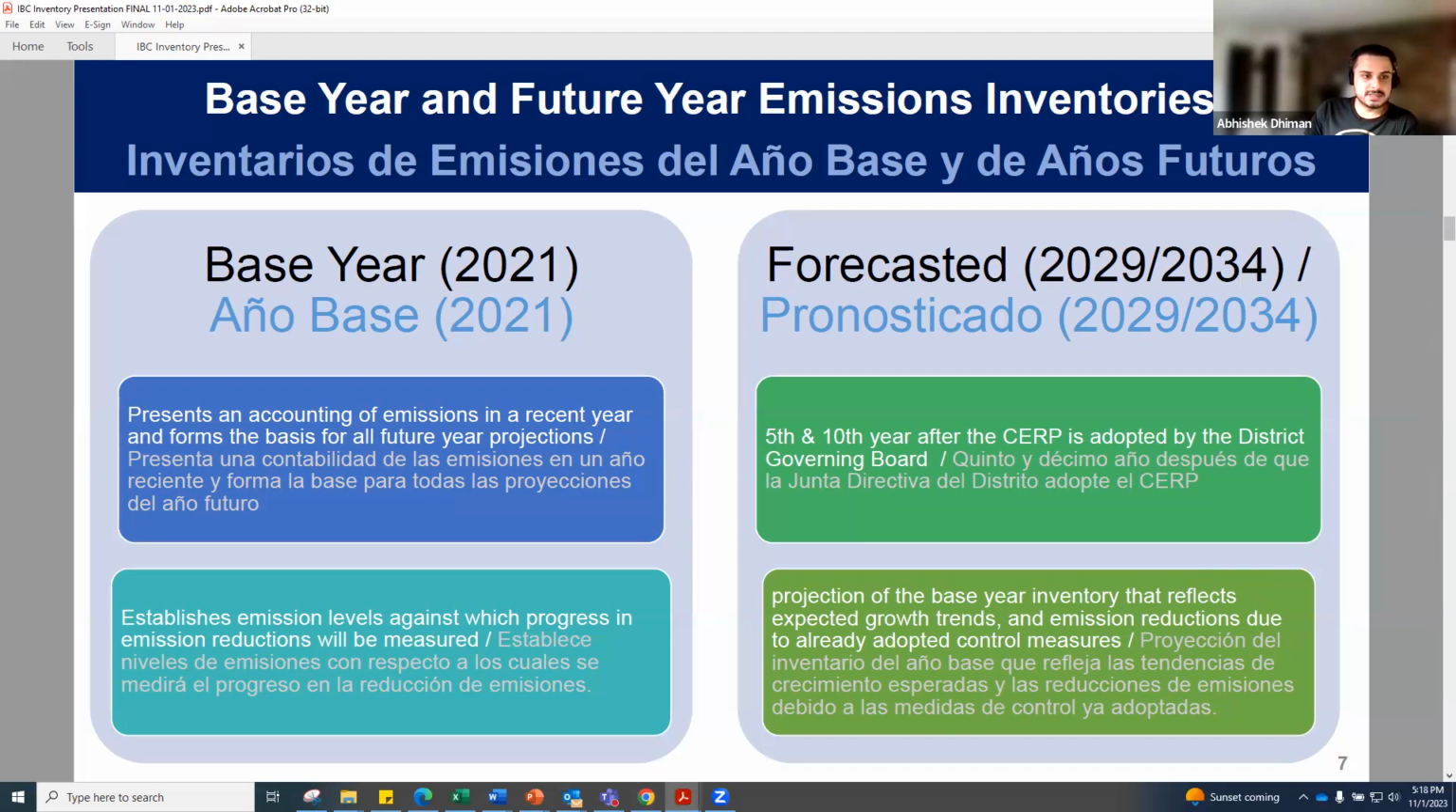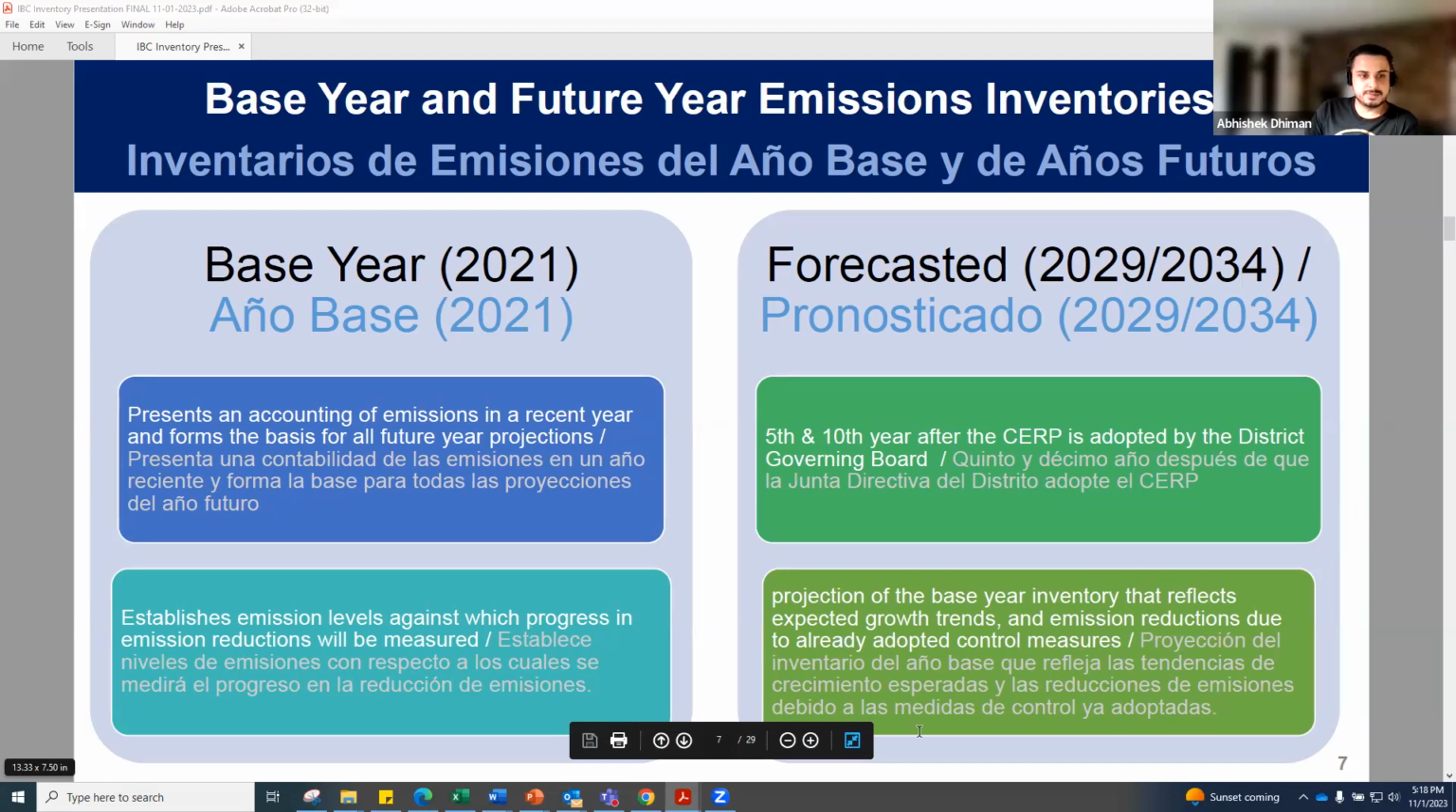The SERP uses inventory base year and future years consistent with CARB guidance on inventory year selection for the AB 617 communities. The base year inventory, 2021, presents an accounting of emissions in a recent year and forms the basis of all future year projections, and also establishes the emission levels against which progress in emission reductions will be measured.